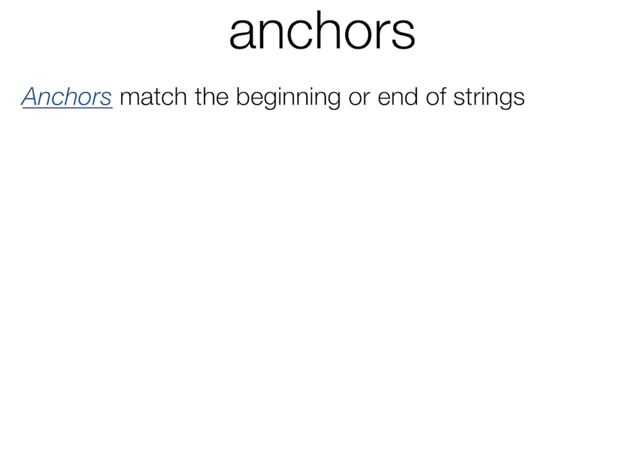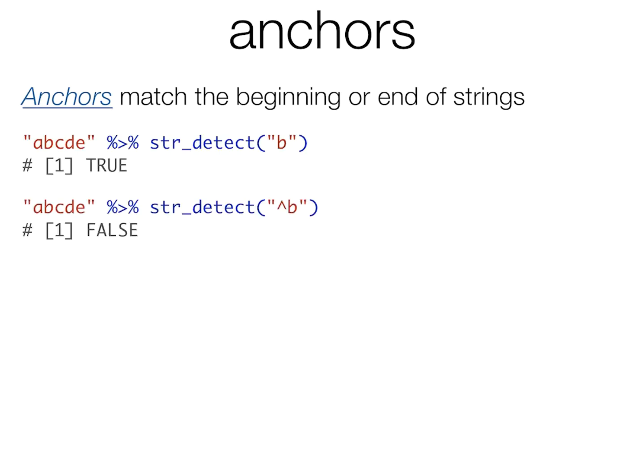Anchors are a useful thing as well. Anchors are saying I want to match a regular expression either at the very beginning of a string or the very end. The code for the very beginning is the caret symbol. So if you have a caret followed by the regular expression, it's saying match at the very beginning of the line. So for example, when I say str_detect B in A, B, C, D, E, it does find it in the first one, but it does not find it in the second one because the B is not at the beginning of the string.